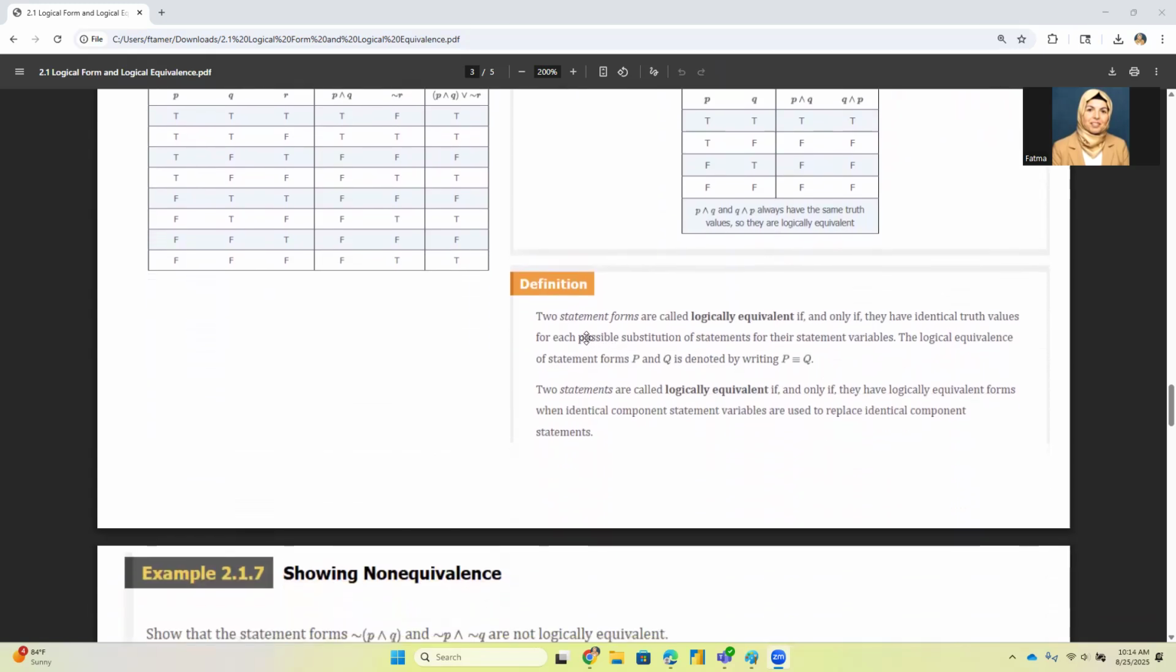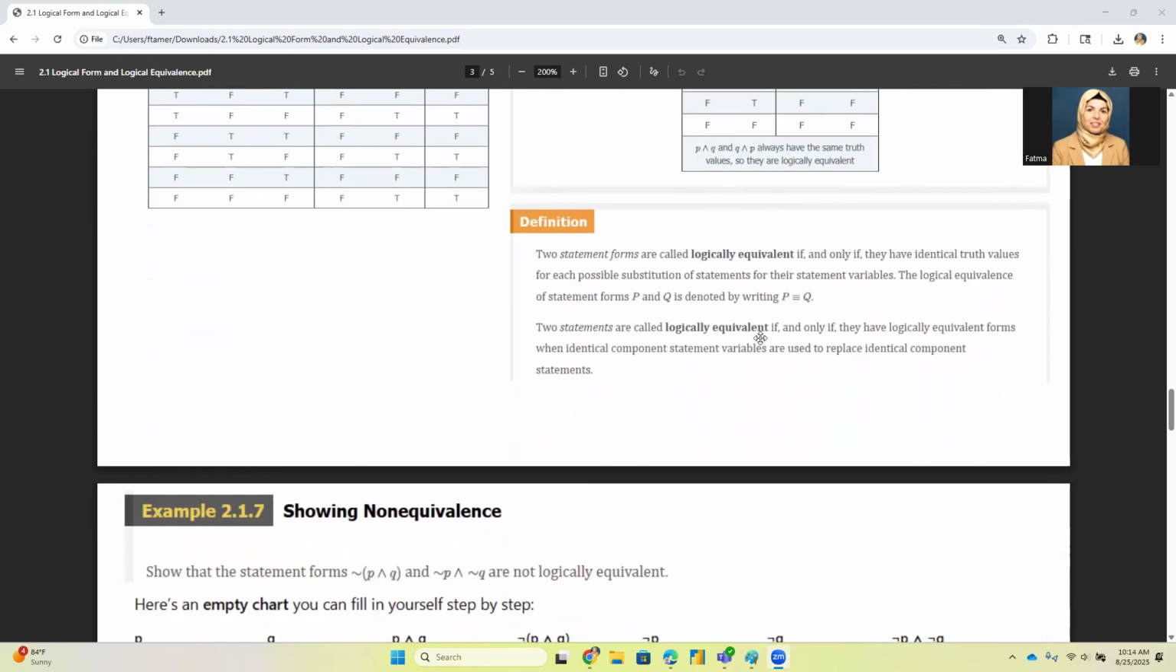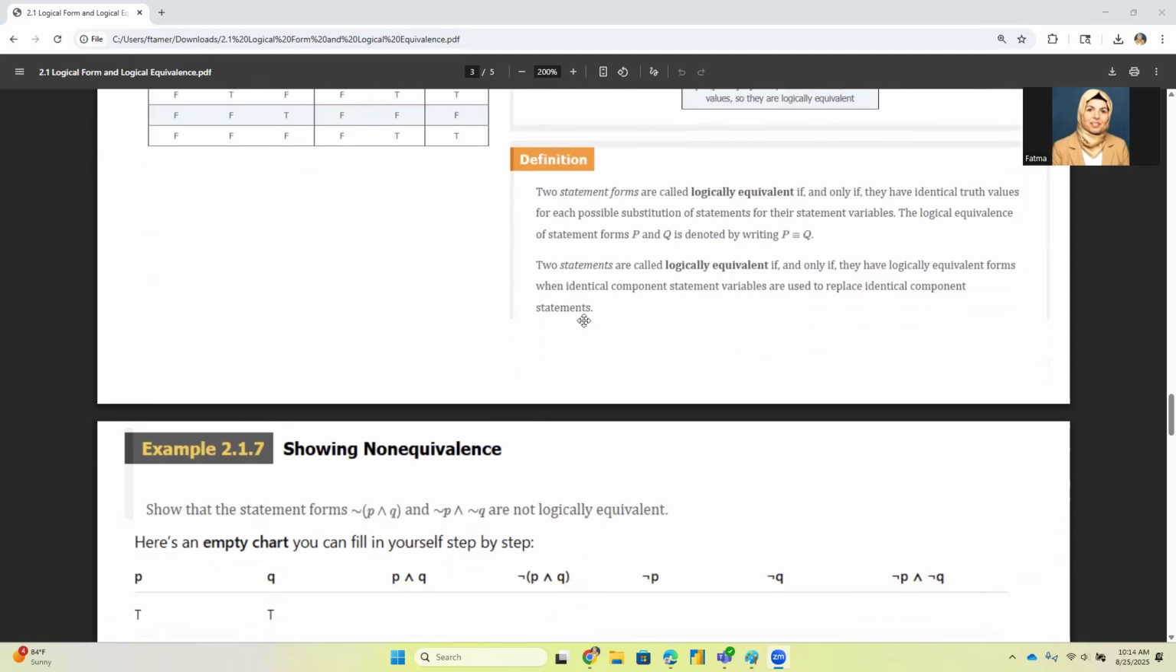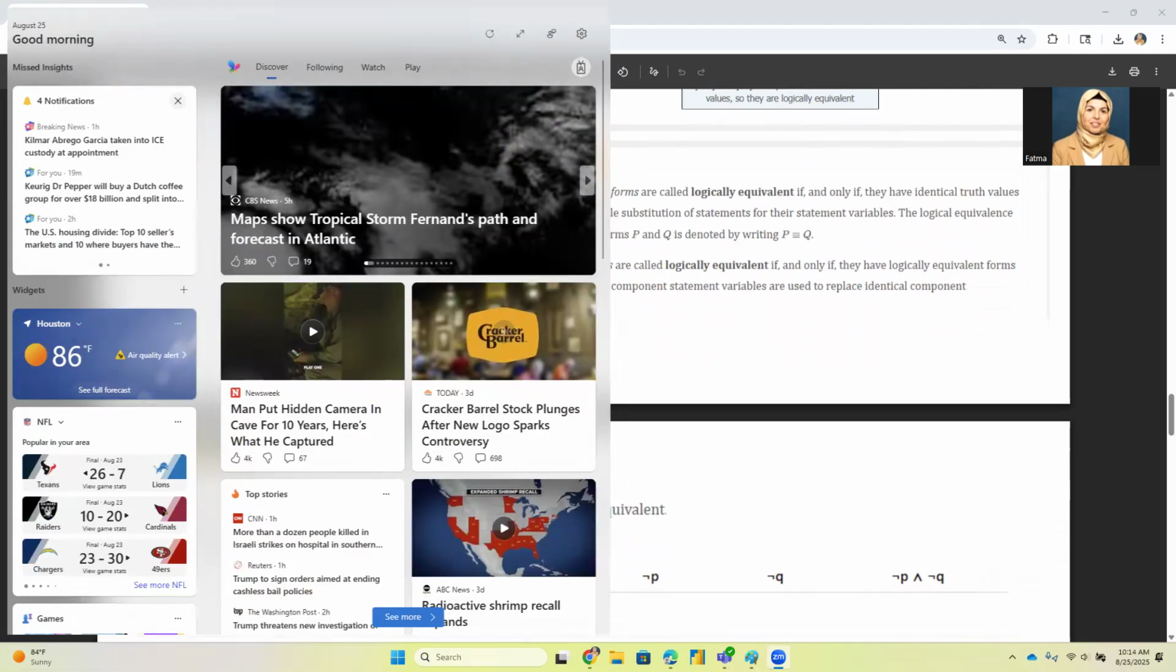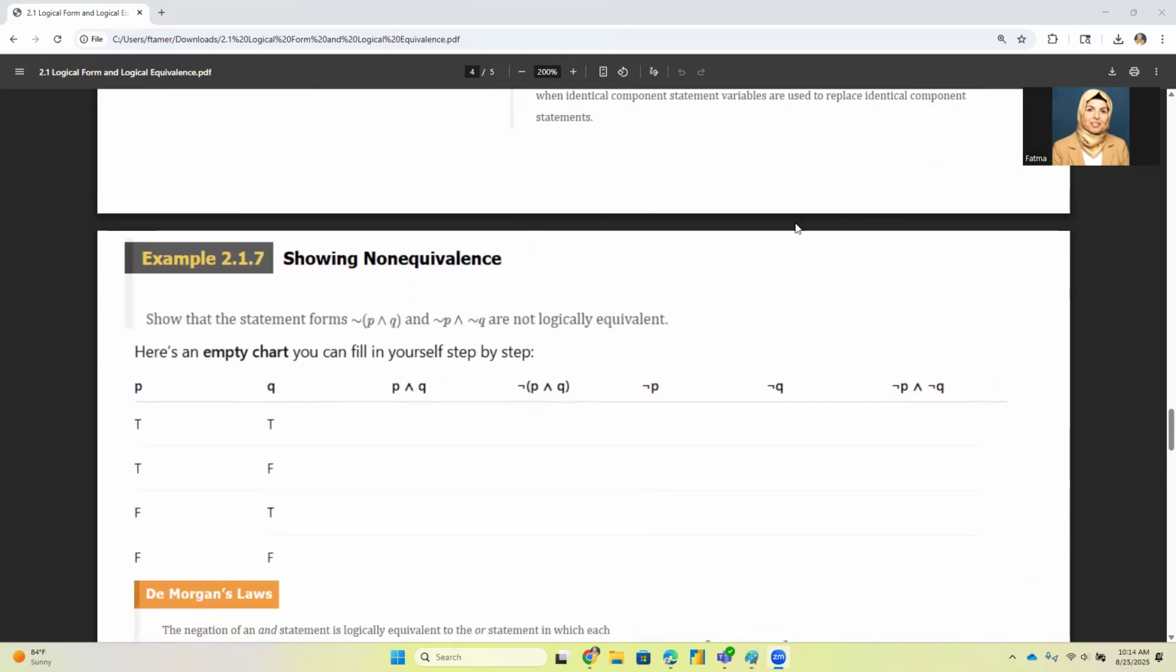So when we look at the definition here, two statement forms are called logically equivalent if and only if they have identical truth values for each possible substitution of statements for their statement variables. The logical equivalence of statement forms P and Q is denoted by writing P is equivalent to Q. Two statements are called logically equivalent if and only if they have logically equivalent forms when identical component statement variables are used to replace identical component statements. So in short, when two things are logically equivalent, their truth tables are the same.